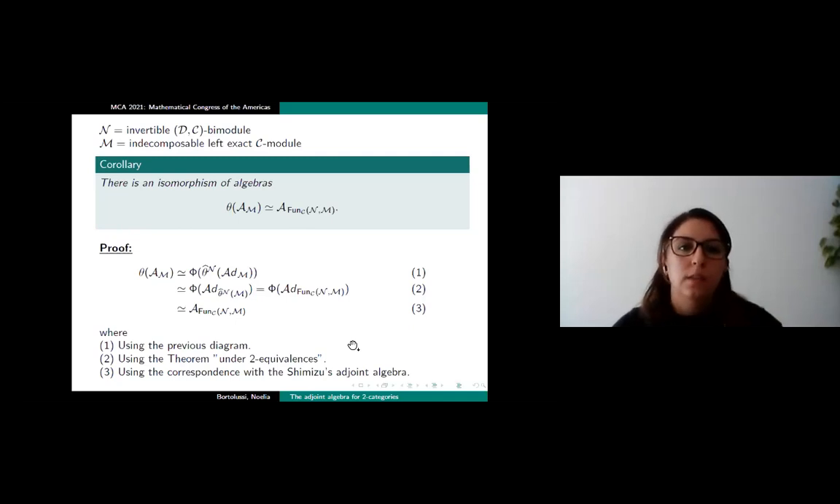So with this generalization of the notion of the adjoint algebra for 2-categories, we get some new results, and we hope that this can help us to compute the adjoint algebras that we are interested in.